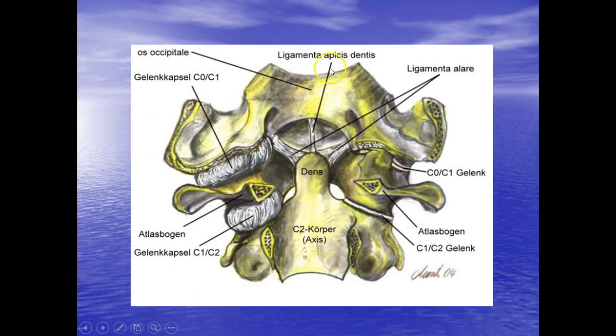And a repeat of this German anatomy diagram. So the body of the dens and body of C2 with the dens projecting upwards from it, showing the alar ligaments on either side, and the midline much thinner and weaker apical ligament.